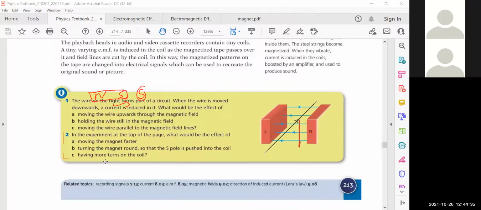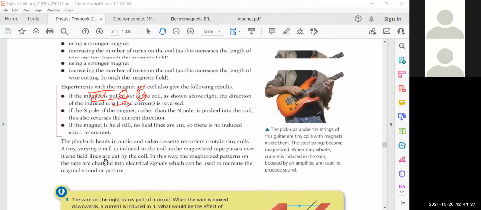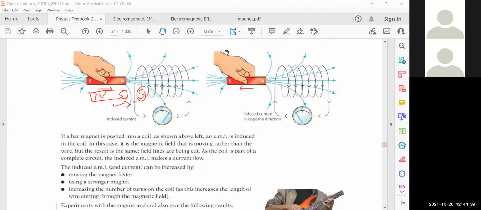Having more turns in the same diagram, increase the number of turns. It will help here. The current is still in the same direction, whatever the current is going, but now higher current will be there if you increase the number of turns. Again, the concept is simple. Increase in number of turns means more and more field lines can pass through the coil.